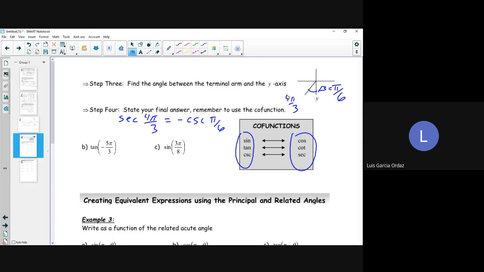So let's do B and C. So we have tan of negative 5 pi over 3. Because it's negative, are we going clockwise or counterclockwise? Clockwise. And where is negative 5 pi over 3 going to land in? Fourth quadrant. Oh, negative. First quadrant.